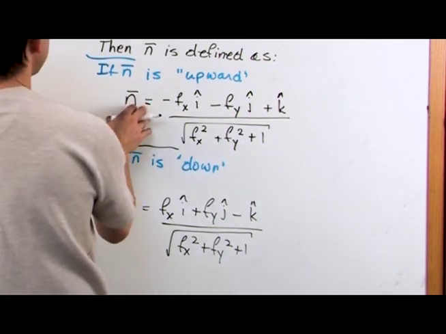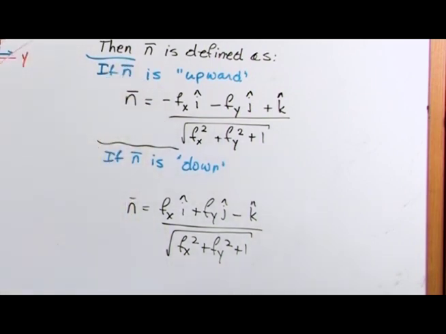Now, when you're constructing your integral, when you're doing some flux integral and you have to decide what vector to use, it doesn't matter if you use this one or this one. You're going to get the same answer, okay? Not a big deal, but there is a choice there, okay?